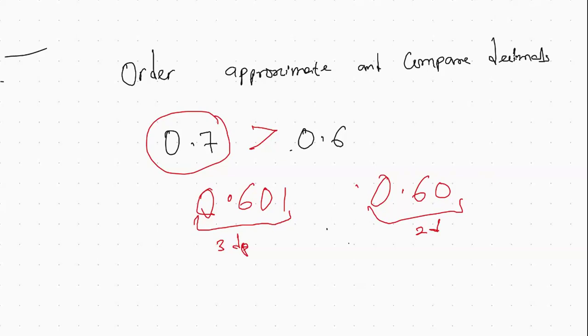So we look at it this way. This one is 0.600 and this one is 0.601. If you compare them together now, this one is smaller. That one is more than 0.600. So that's about comparing decimals.